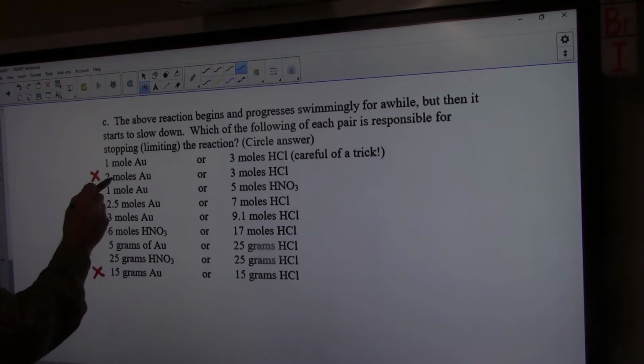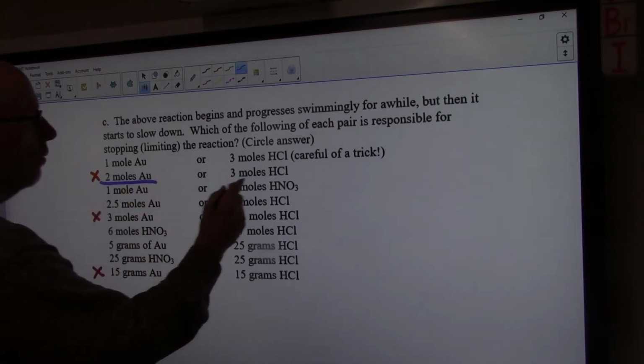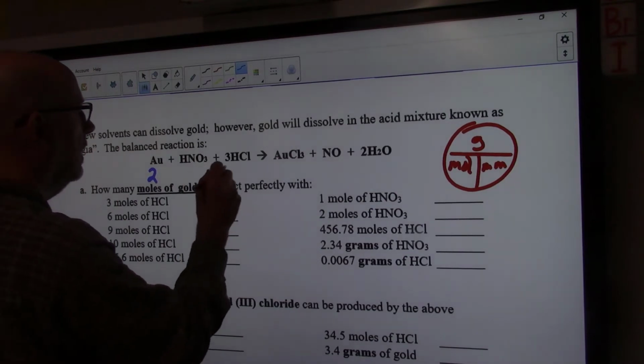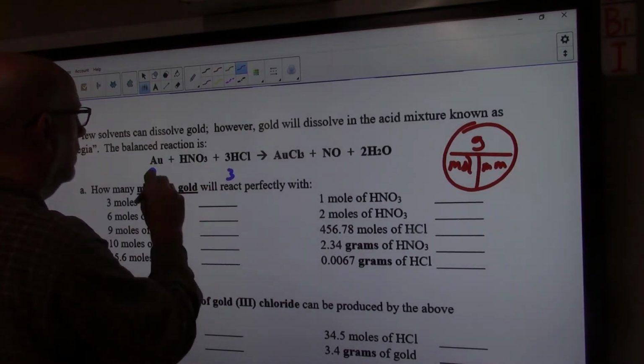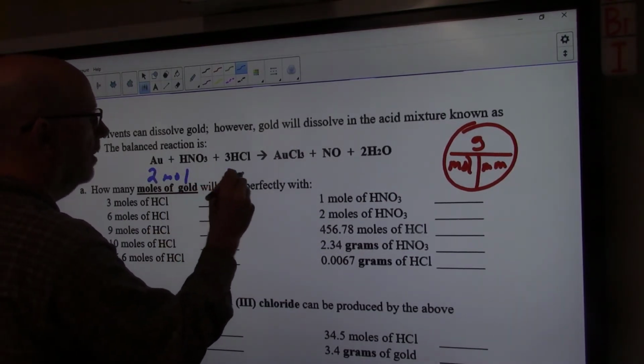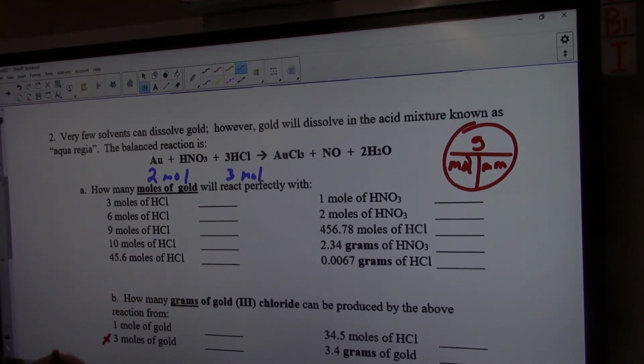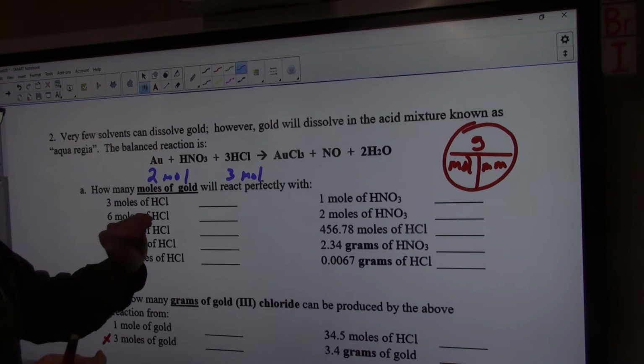I'll do this one here. 2 moles of gold and 3 moles of HCl. Remember, it's moles, it's not grams. Alright, which one's going to run out? Here's how you do it. Sounds a little goofy, but do it anyway.